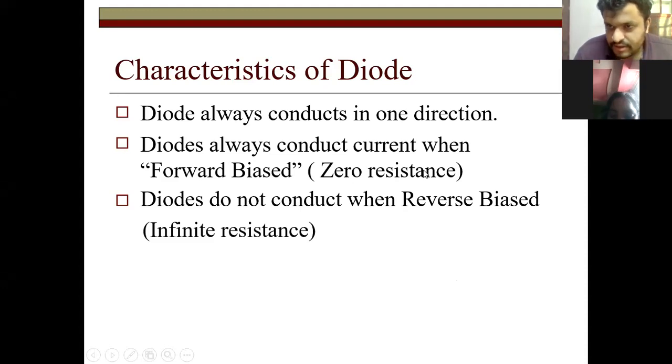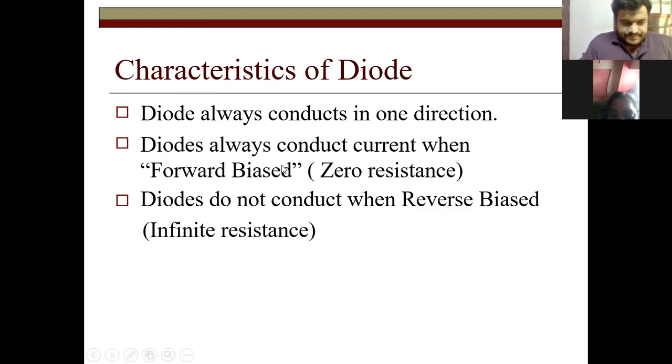Zero resistance means it will conduct current. Just opposite to that, if you connect in reverse bias, it will have large resistance. Don't worry about reading this term infinite here, that we will study later. It will have large resistance, and large resistance means current will not pass through. Then you read this, and it will be very clear.